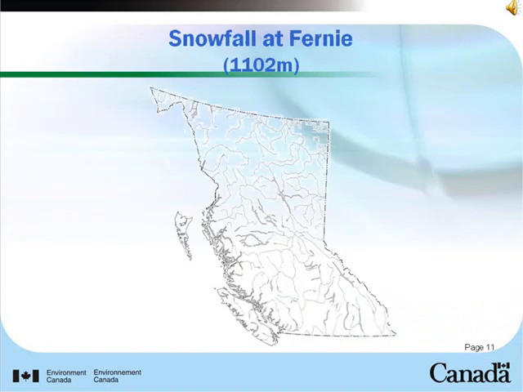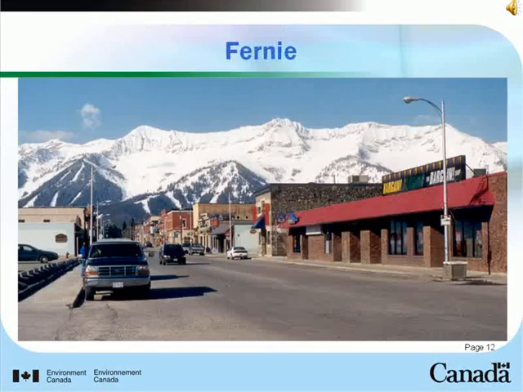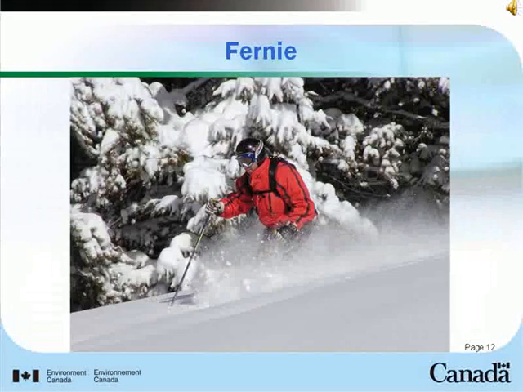Let's take a look at snowfall at Fernie, BC, which has an elevation of about 1,100 meters. Fernie is located in the southeast corner of the province in the Elk Valley. The Rocky Mountains provide a dramatic backdrop at Fernie, and it's well known as a mecca for powder skiing. Environment Canada's climate records there date back to 1913.